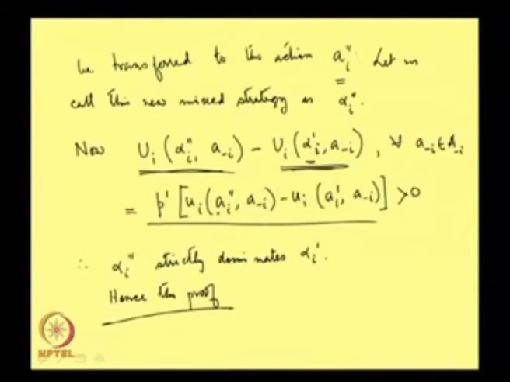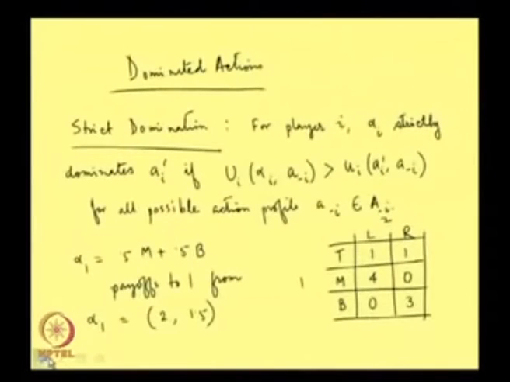Now, one thing that needs to be specified is that here we are talking about strict domination of one mixed strategy by another mixed strategy, but in the definition, if you remember, when we wrote the definition, we were talking about strict domination of an action by a mixed strategy, but we are now, as you can see, extending it to a case where a mixed strategy is being dominated by another mixed strategy.